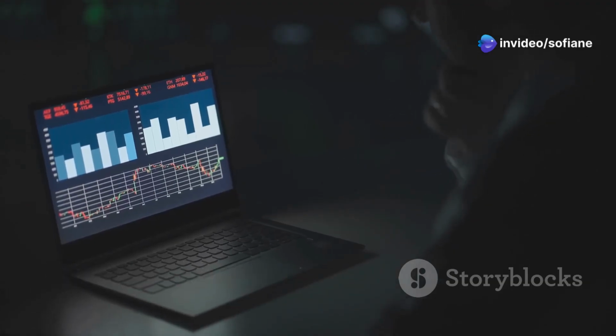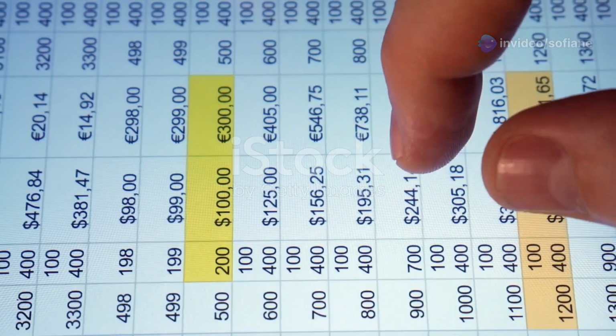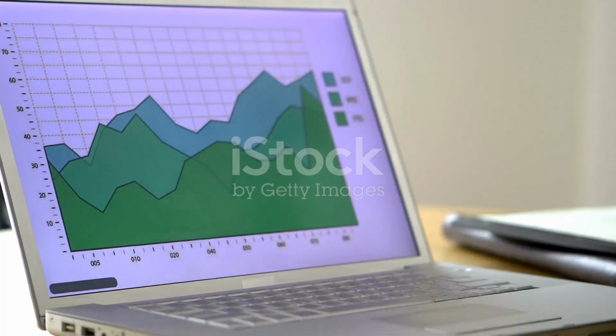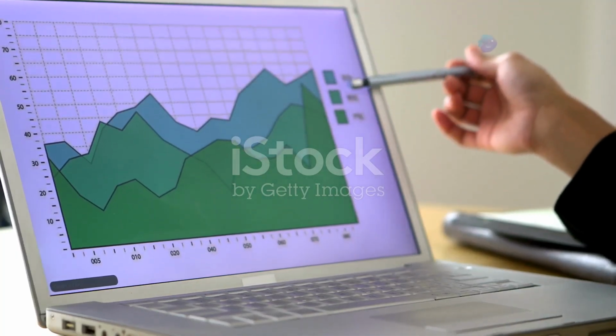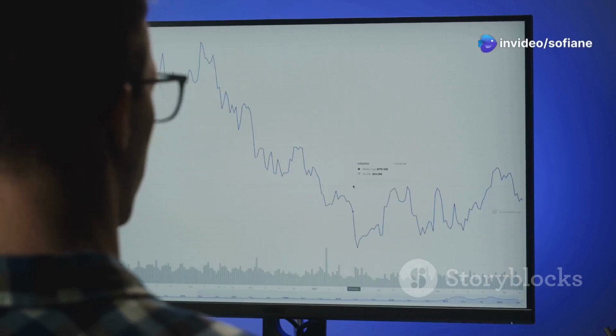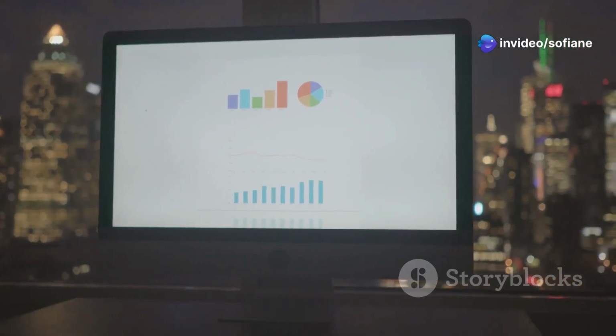Now let's make our data visually pop, because let's be real, staring at spreadsheets all day isn't exactly inspiring. Enter Matplotlib, our go-to tool for crafting stunning charts and graphs. We can whip up line plots to track trends, bar charts to compare categories, and so much more.